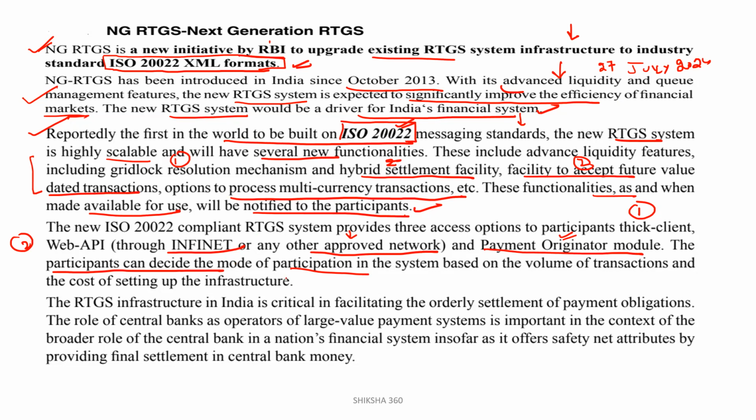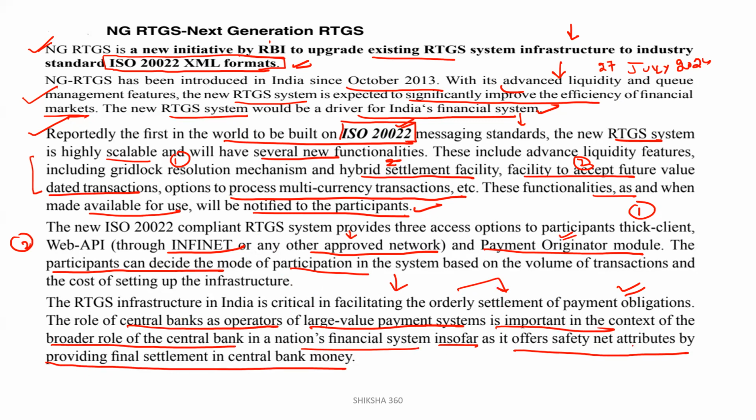The RTGS infrastructure in India is critical in facilitating the orderly settlement of payment obligations. The role of central banks as operators of large value payment systems is important in the context of the broader role of the central bank in a nation's financial system, insofar as it offers safety net attributes by providing final settlement in central bank money.